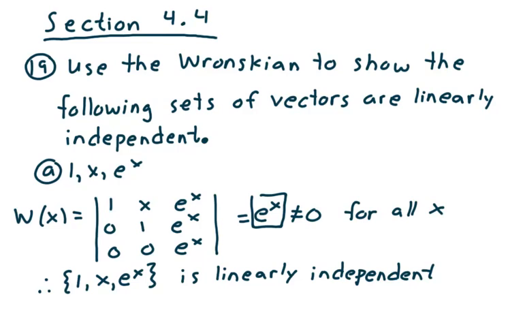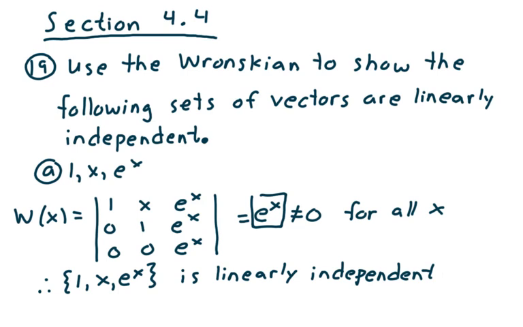This is a video from section 4.4 in linear algebra. Let's take a look at 19. Use the Wronskian to show the following sets of vectors are linearly independent. In part A, we have vectors 1, x, and e to the x.